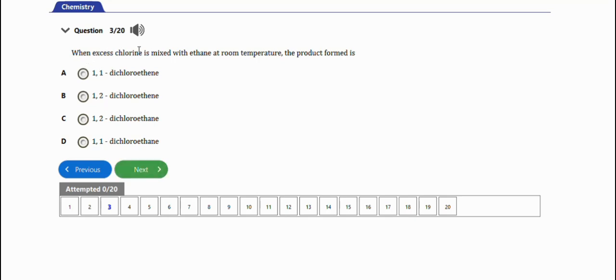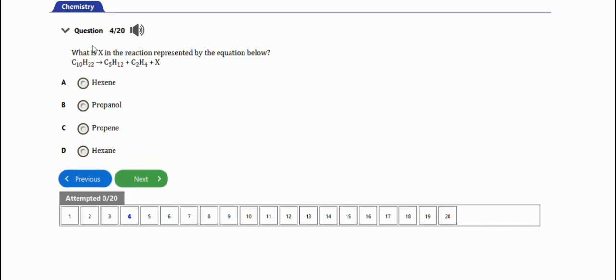The next question says when excess chlorine is mixed with ethane at room temperature, the product formed is, we have 1,1-dichloroethane, we have 1,2-dichloroethane. So guys, looking at the options we have here, the right answer will be option D, 1,1-dichloroethane. Alright, so that's the answer to this question. Very important.